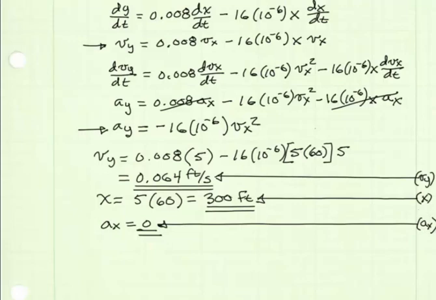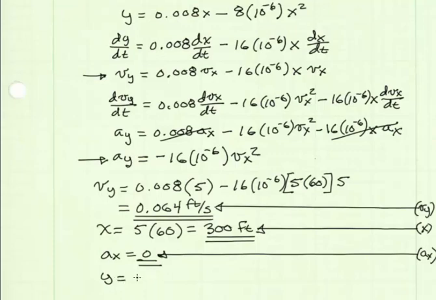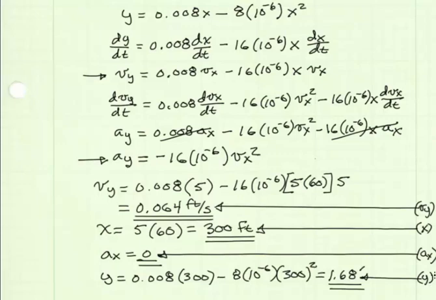To get my y position, I can go ahead and plug in my x value into this equation and solve for y. So y is equal to 0.008 times 300 minus 8 times 10 to the minus 6th times 300 squared, which equals 1.68 feet. That's my y position.